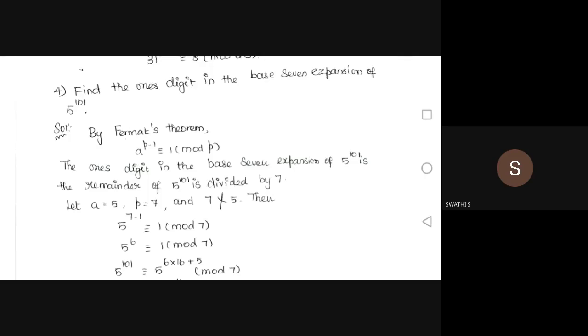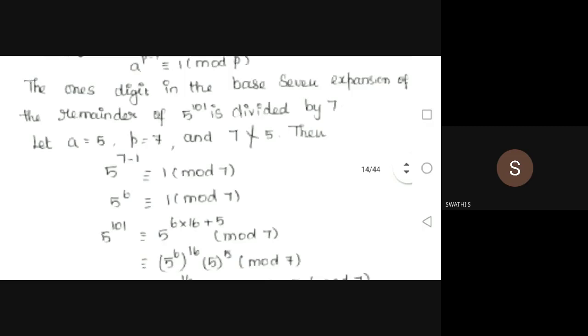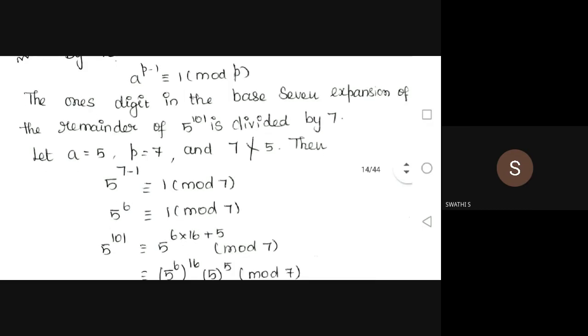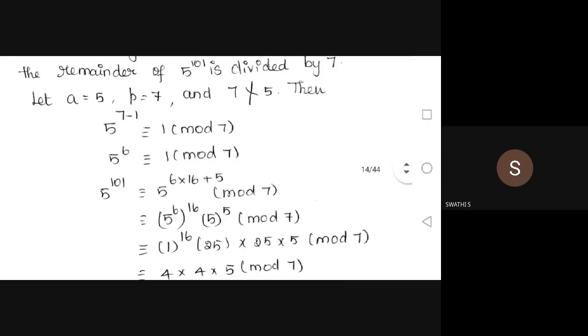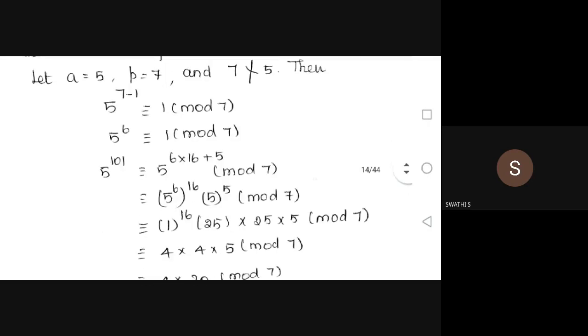So by division algorithm, the 101 is equal to 6 into 16 plus 5. So 5 to the power 6 into 16 plus 5, which can be written as 5 power 6 the whole power 16 into 5 to the power 5. So 5 power 6 is congruent to 1. So 1 power 16, 1, into 5 power 5. So 5 power 5 can be expressed as 5 square into 5 square into 5. That is 25 into 25 into 5.